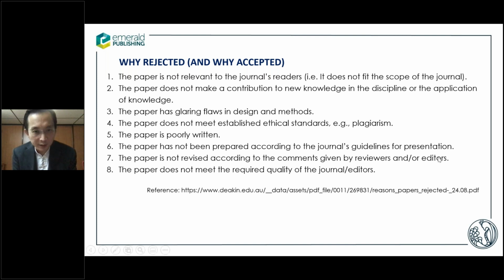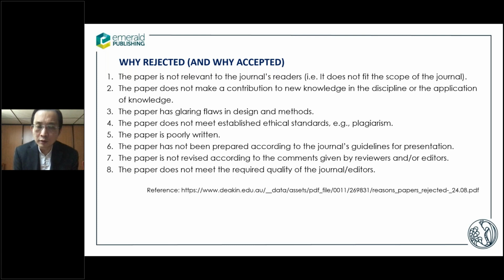The paper has glaring flaws in design and methods, and that compromises the rigor of the research, the findings, and the contribution of the research. The paper does not meet established ethical standards, for example, plagiarism. Be careful with this. All right. Number five, the paper is poorly written. Even though this is not an English lesson, if we submit a paper where the title has grammatical errors and the abstract has grammatical errors, it makes the paper very difficult to read, and the editor or the reviewers will have no choice but to reject.